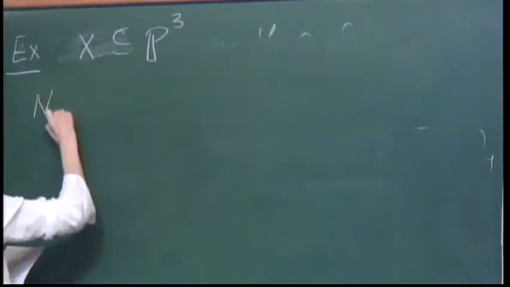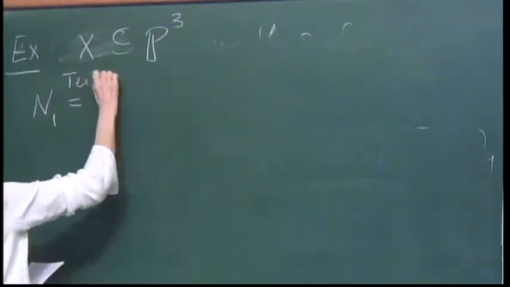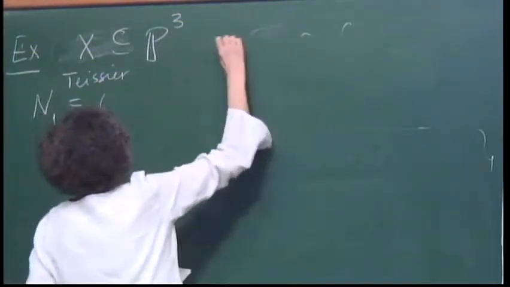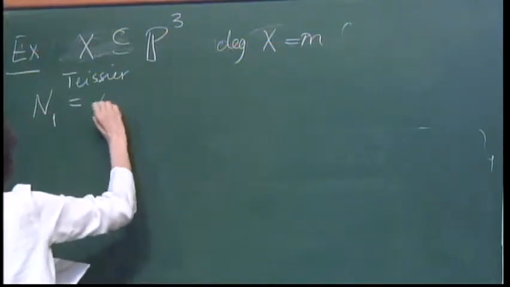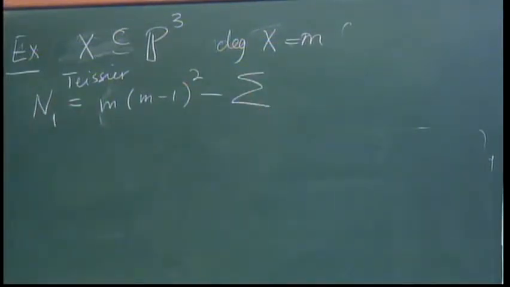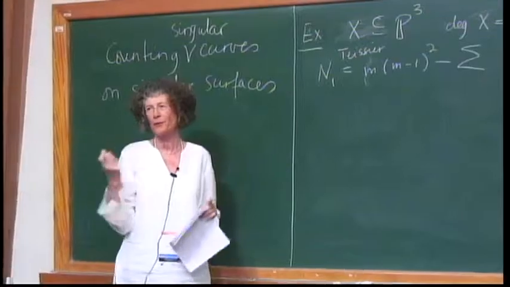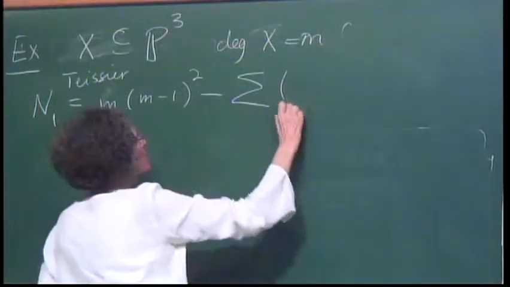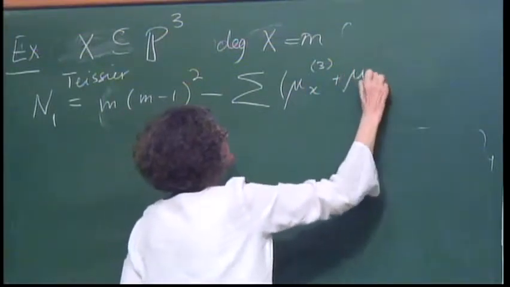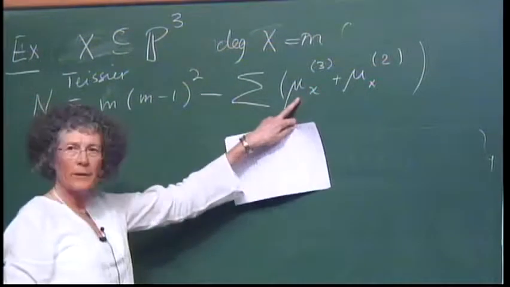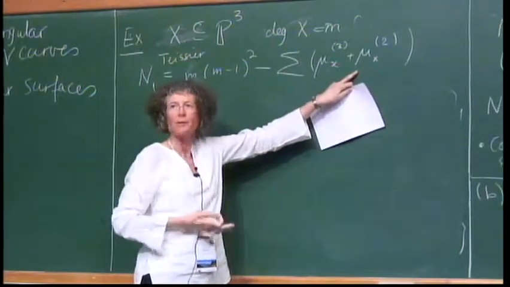So then n1, and this I should say is originally due to Tessier, maybe also Lomont first, who showed that this is equal to m times (m minus 1) squared minus, and now there is a correction term due to the isolated singularities. Those are not topological invariants of the singularity alone, but of the singularity and of a hyperplane section of the singularity. So it's the sum of the Milnor numbers. Either you know this or you don't really want to know, but this is the ordinary Milnor number, and this is the Milnor number of a hyperplane section of your surface at the singular point.